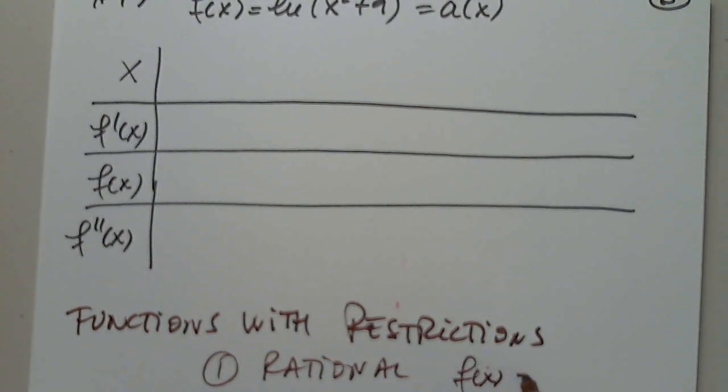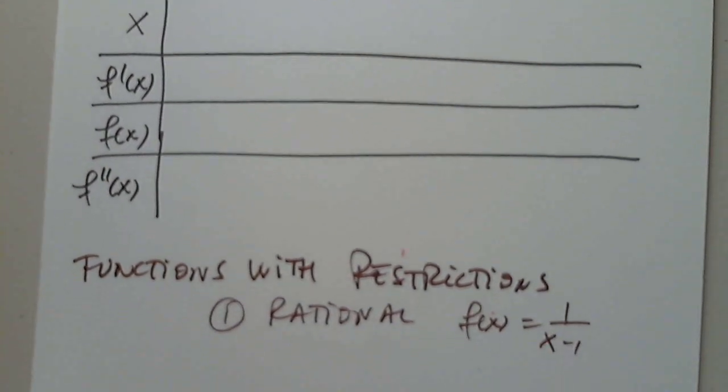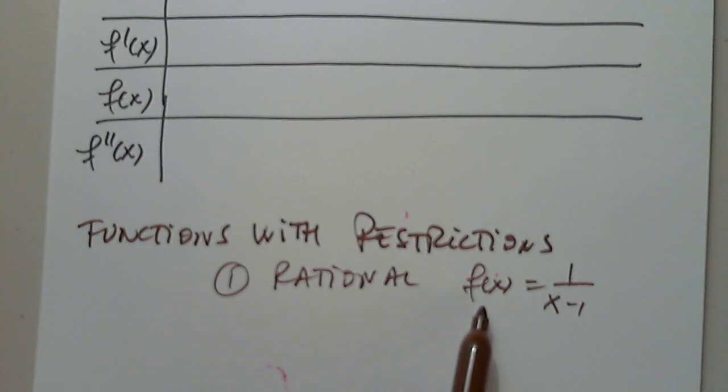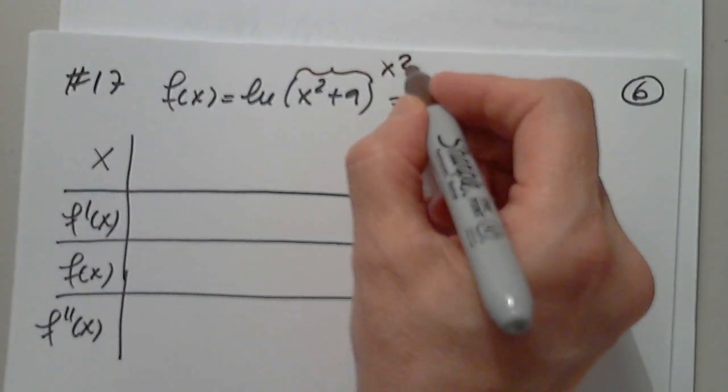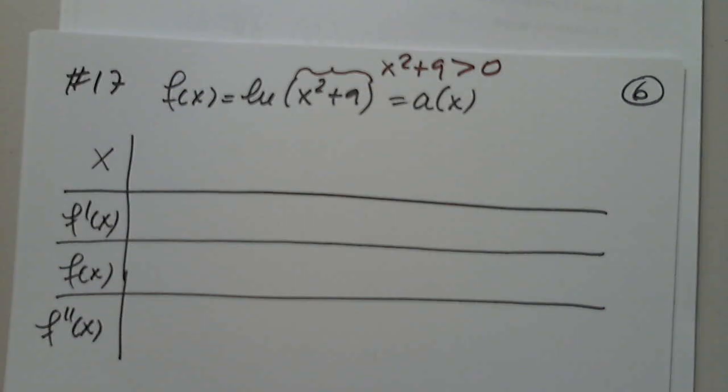So for f of x equals 1 over x minus 1, what do I have to write for the function to exist? Does that have to be greater than 0? Is that what it is? No. Yes, for that one, yes. X squared plus 9 has to be greater than 0, correct.